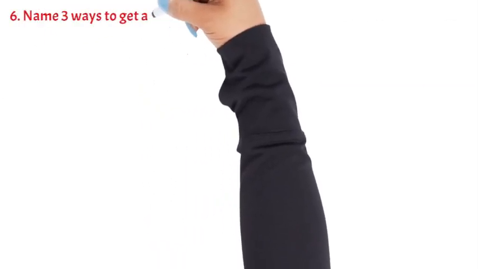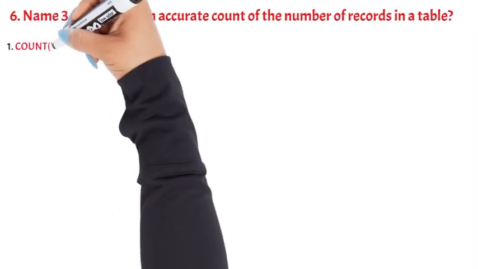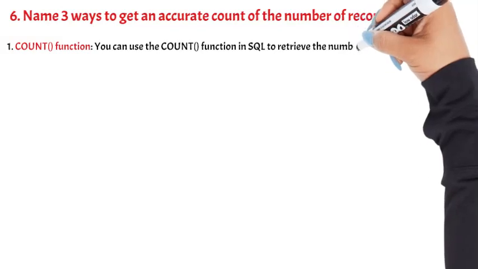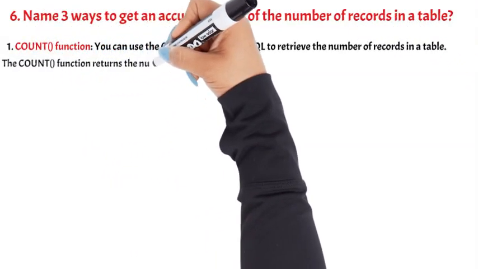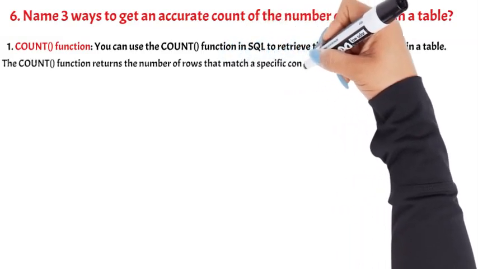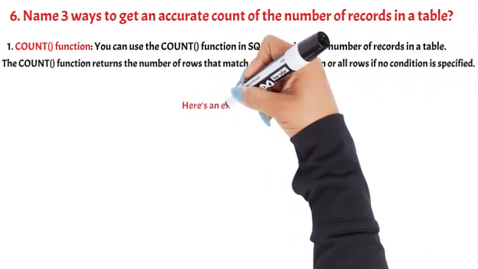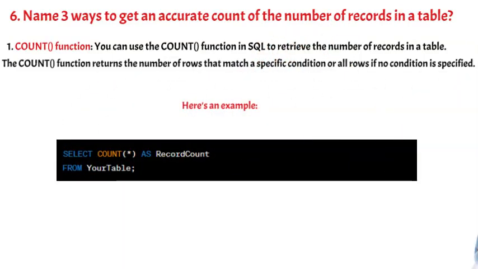6. Name 3 ways to get an accurate count of the number of records in a table. 1. Count function. You can use the count function in SQL to retrieve the number of records in a table. The count function returns the number of rows that match a specific condition or all rows if no condition is specified. Here's an example. This query will return the count of all records in the table.